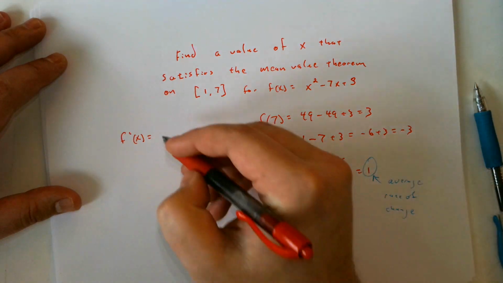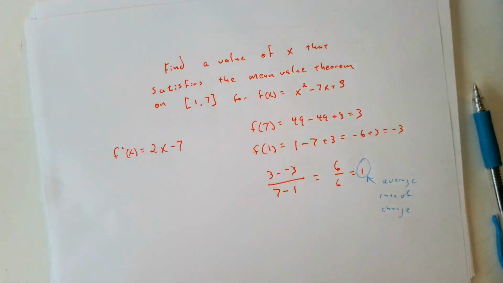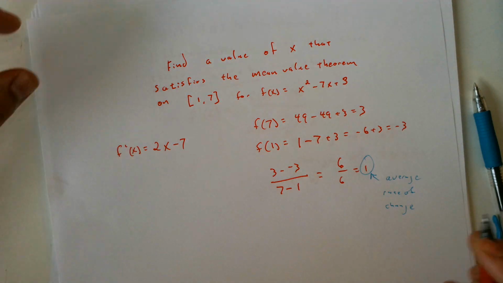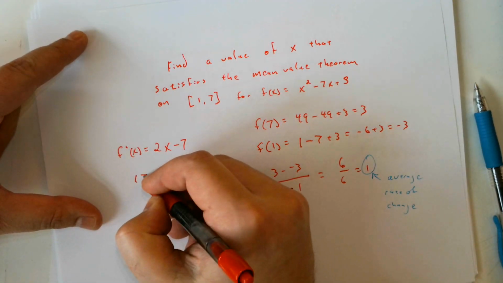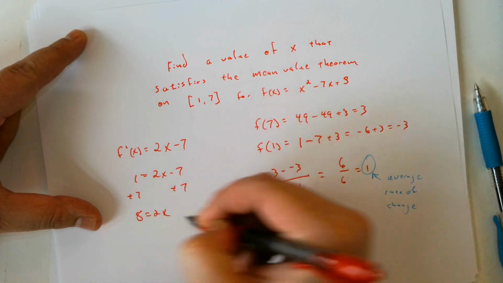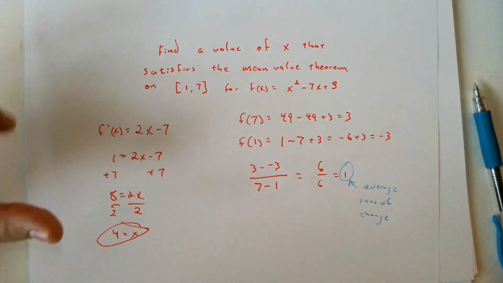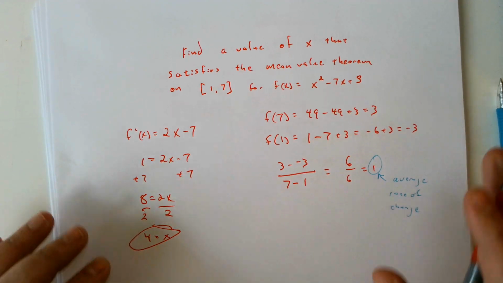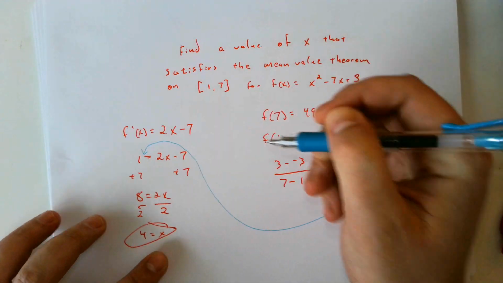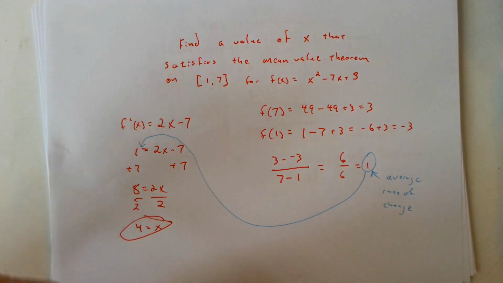Anyways, just for fun, f prime of x is 2x minus 7. I want to find the value of x, or my instantaneous rate of change, which is f prime of x, is equal to my average rate of change, which I figured out to be 1. So that's just 1 equals 2x minus 7. Plus 7, 8 equals 2x. Divide by 2, 4 equals x. That's all there is to this. Right? I found my average rate of change, and I set that equal to my derivative. My average rate of change is equal to my derivative.